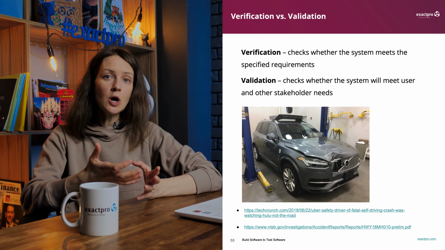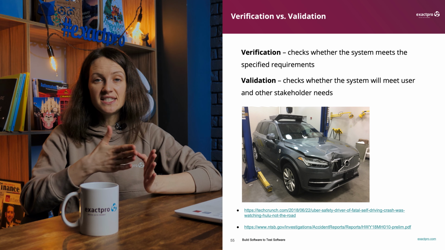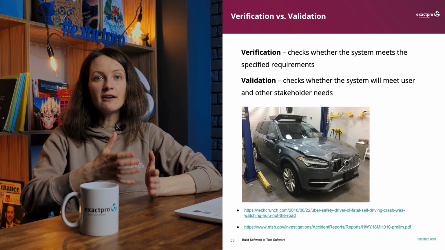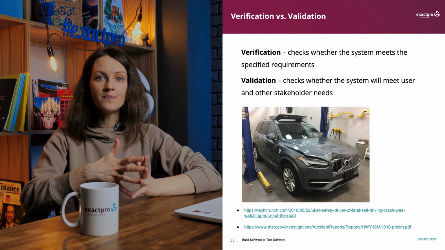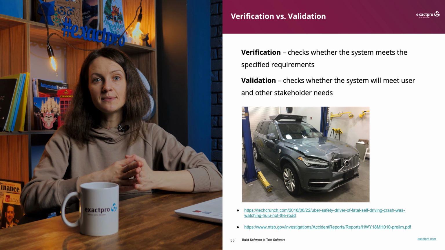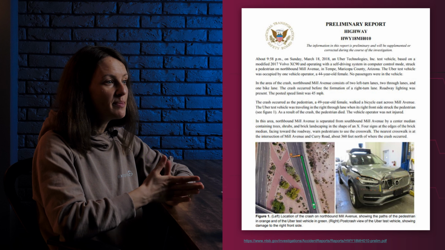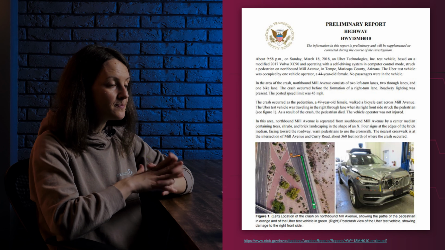Here you see a Volvo car that Uber used to test their autonomous driving system. The damage you witness here is the result of an infamous accident that the car got into. This marked the first time a driverless car ran over a pedestrian. There's an official report describing how the accident happened. You can follow the link and check it out.